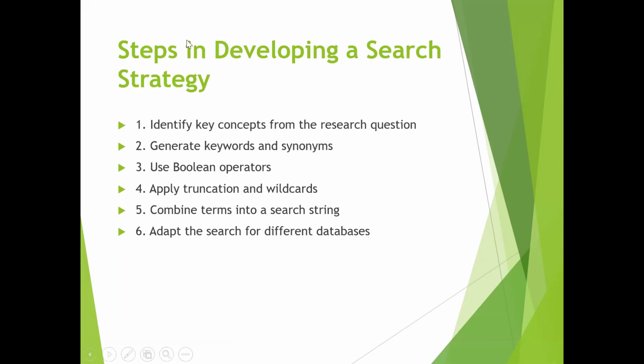So these are the steps in developing a search strategy. You identify key concepts from the research question. You generate keywords and synonyms. You use Boolean operators. You apply truncations and wildcards. You combine terms into search strings, and we adapt the search for different databases. So we're going to practicalize this now. The first step says identify key concepts from the research question.